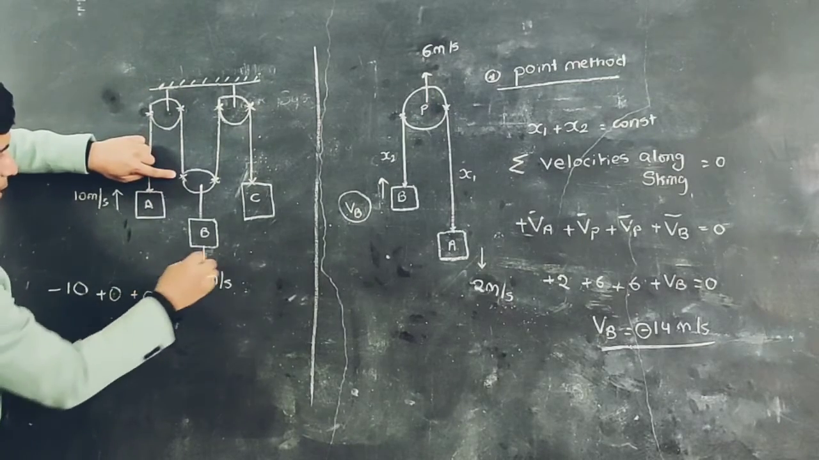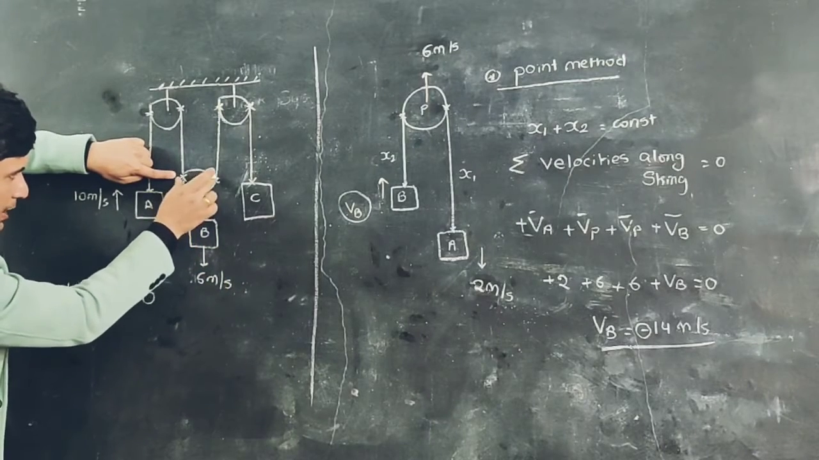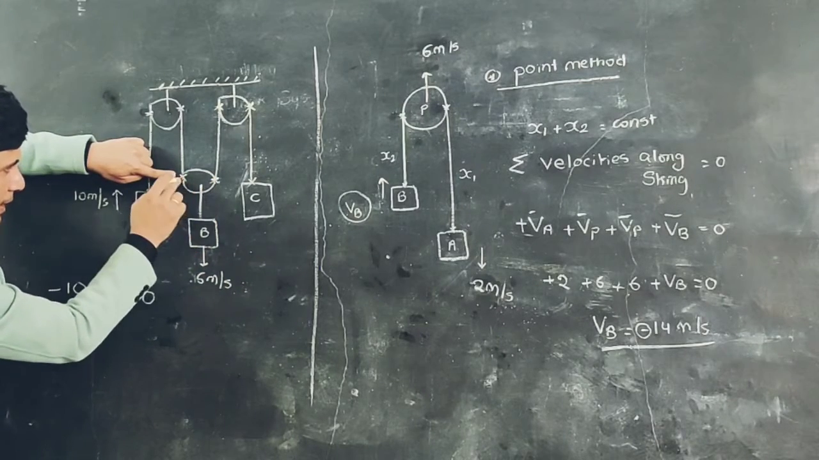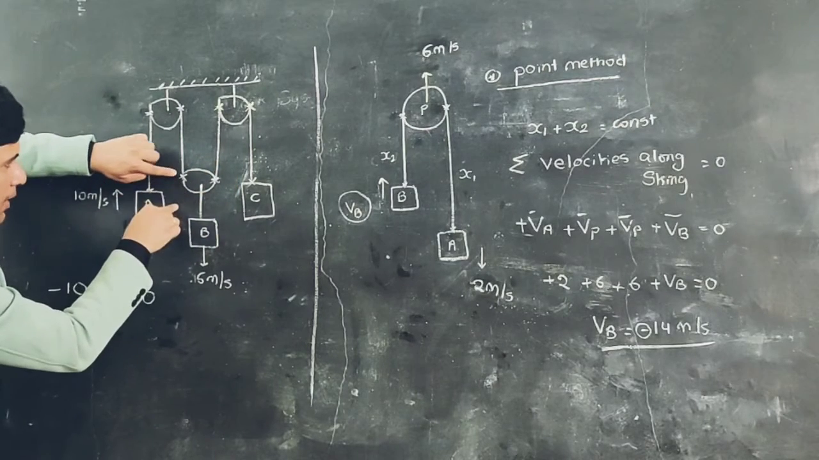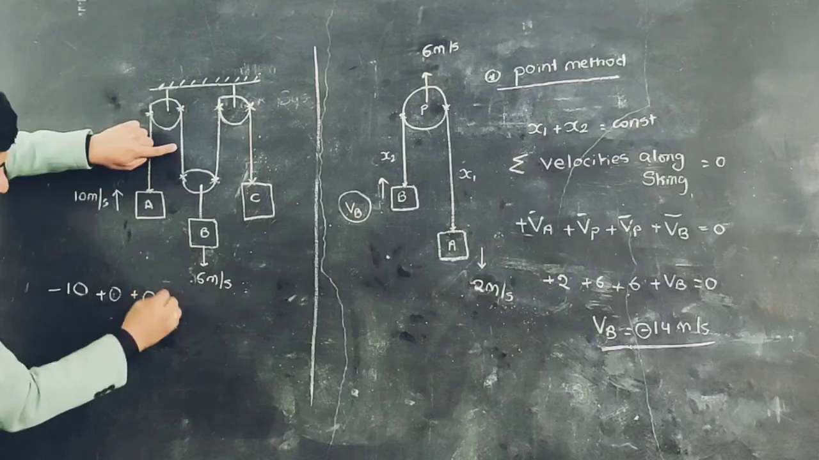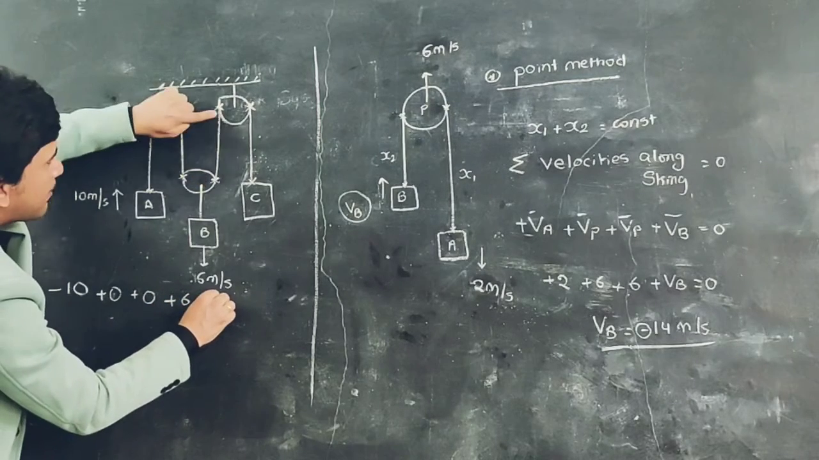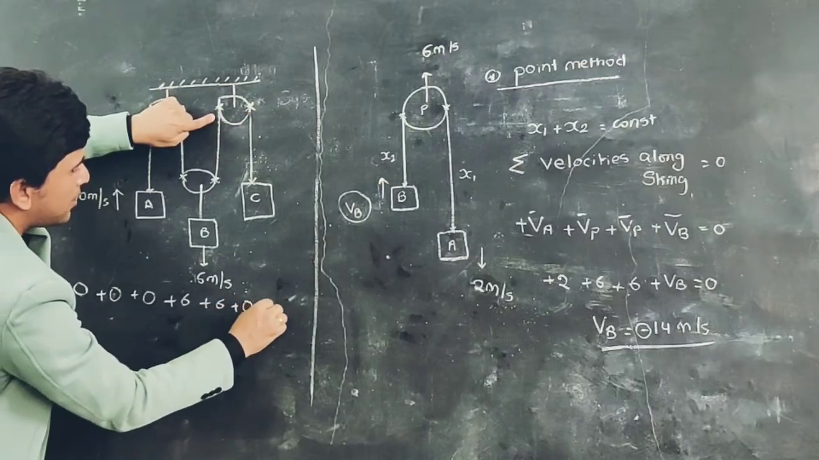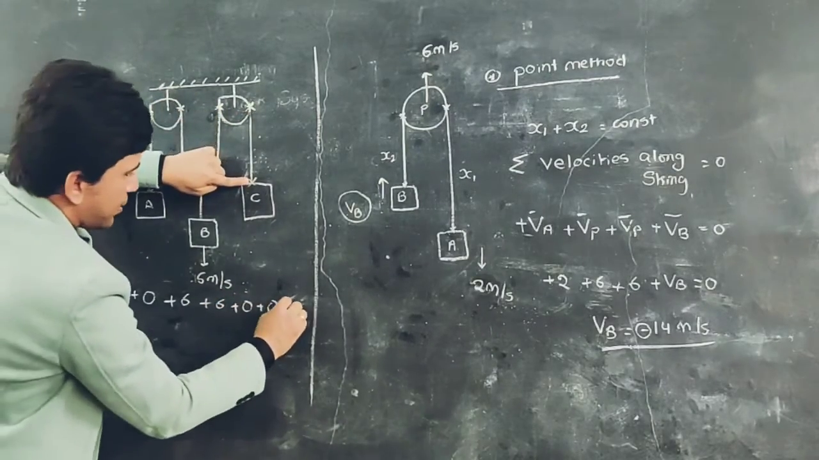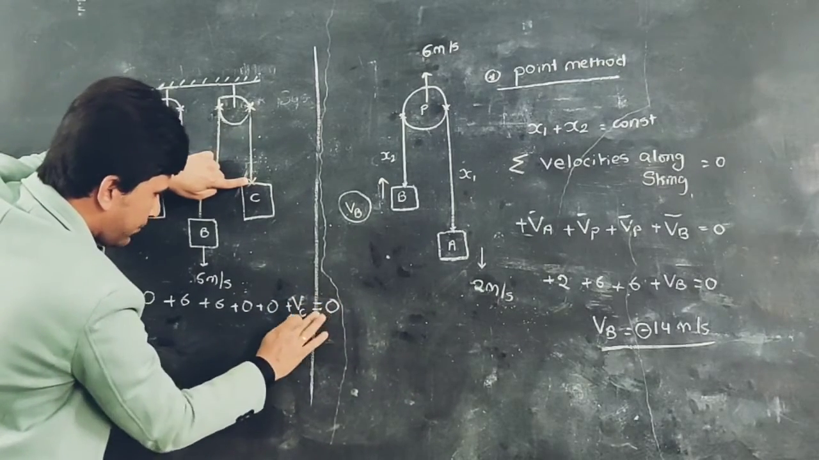What about this one? This block is coming down with 6 meter per second. So this complete pulley is moving down with 6 meter per second. That means this point and this point both are coming down. If this point is coming down, that means it is trying to stretch the length of the string. So plus 6, and this is also plus 6. And get back to this one. This pulley is not moving. This one is 0 plus 0 plus velocity of the C should be equal to 0.